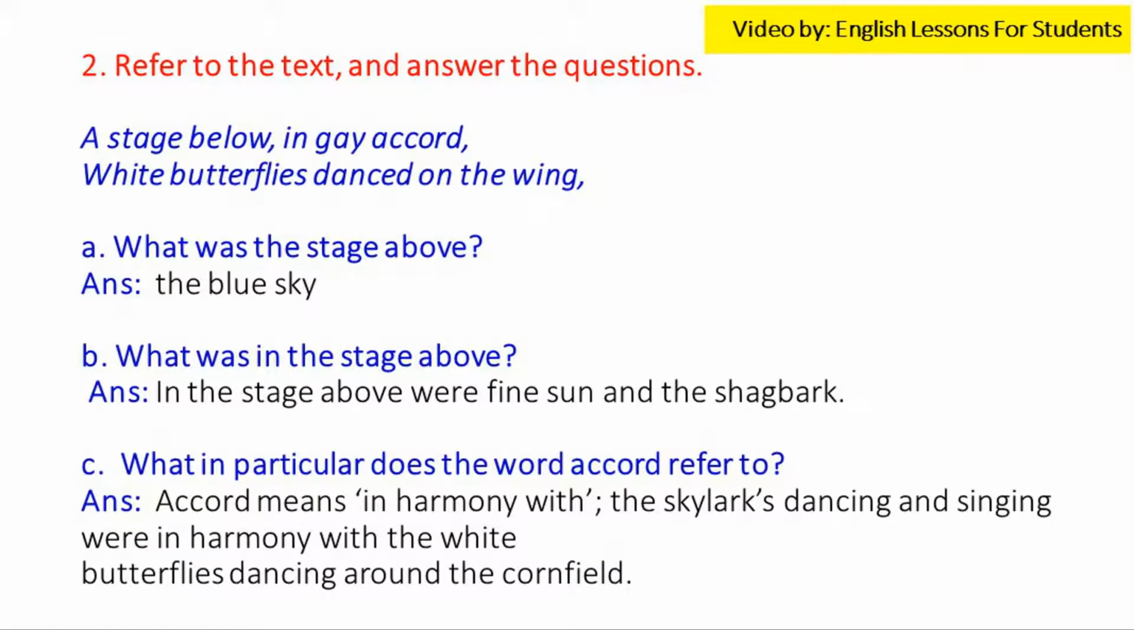2. Answer the following questions with reference to context. A stage below, in gay accord, white butterflies danced on the wing. A. What was the stage above? Answer. The blue sky. B. What was in the stage above? Answer. In the stage above were fine sun and the sky.